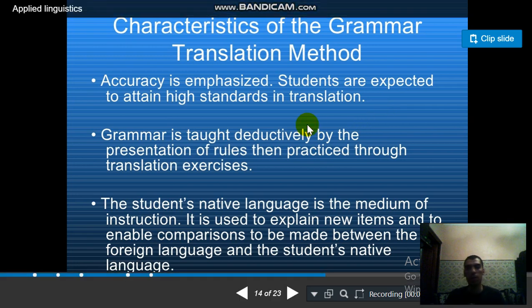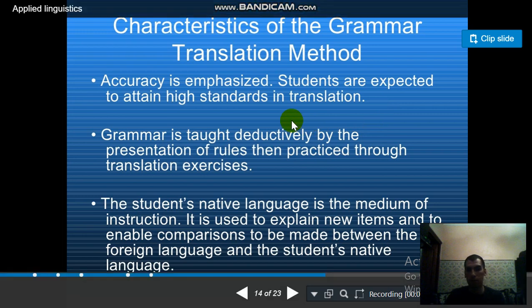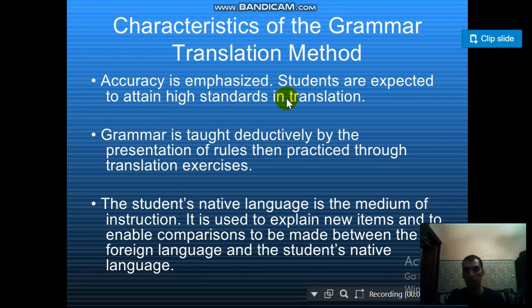Continuing on with characteristics of the grammar translation method, accuracy is emphasized. Students are expected to attain high standards in translation. Grammar is taught deductively by the presentation of rules, then practiced through translation exercises.